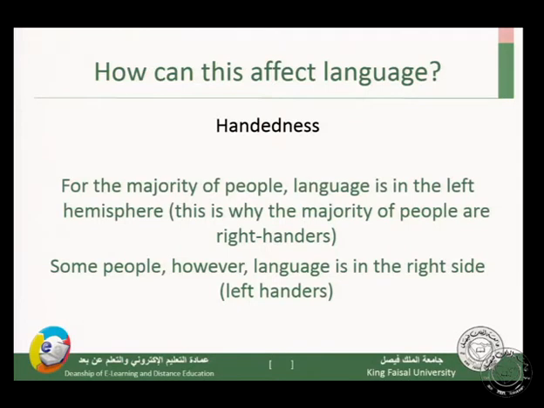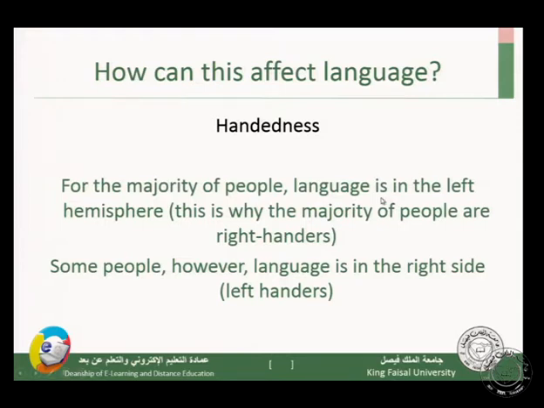Some people, like me, I'm left-handed, so language is in my right side of the brain. So for some people, language is in the right side of the brain, and they are called left-handers. They write with their left hand, because language is in the right side of the brain.